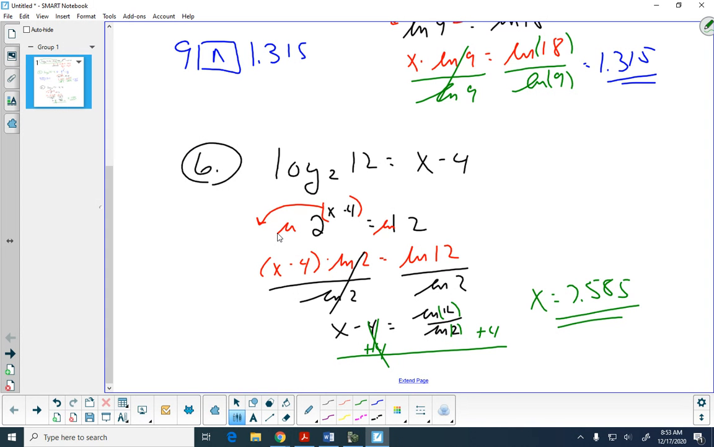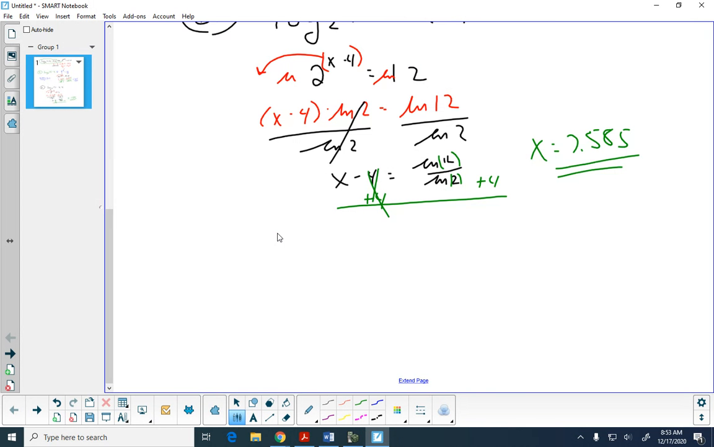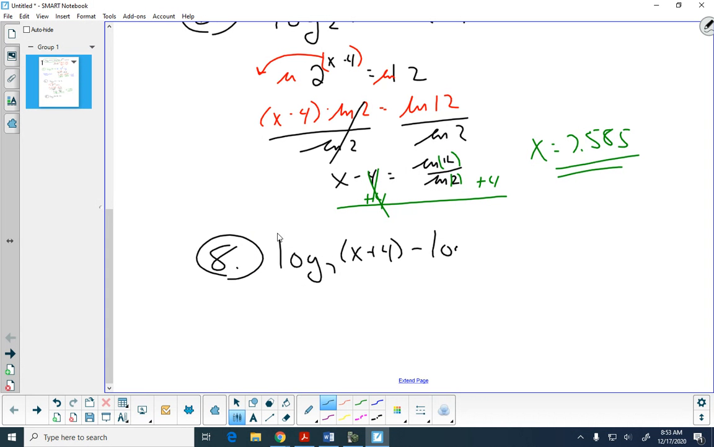Let's go down to problem number 8 now. We have log base 7 of x plus 4 minus log base 7 of 5 is equal to 2. Now what we need to do on the left-hand side, before we start doing anything else, is deal with this left-hand side. We need to combine these two logs into one single logarithm.